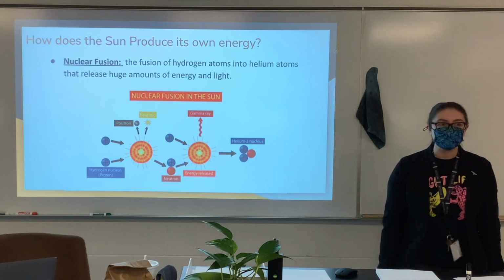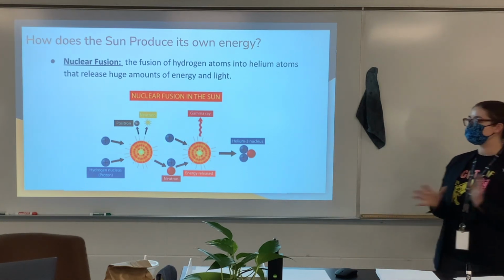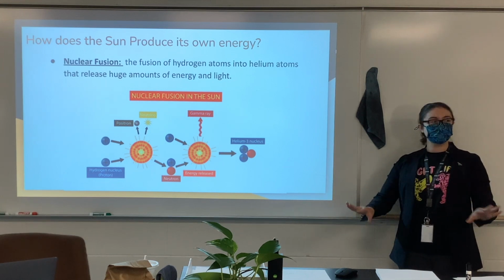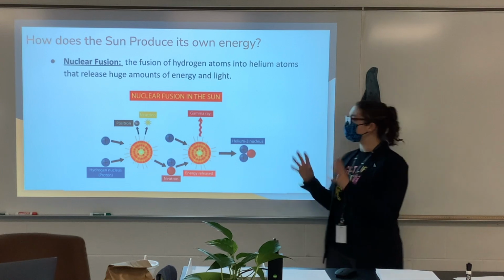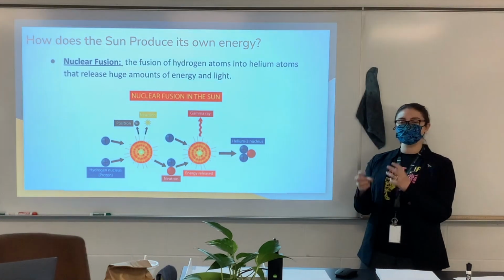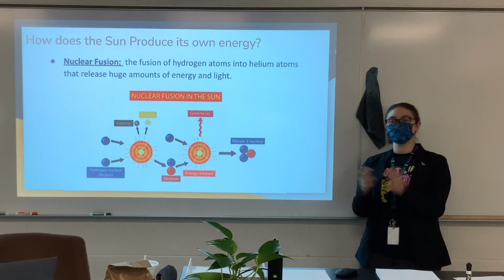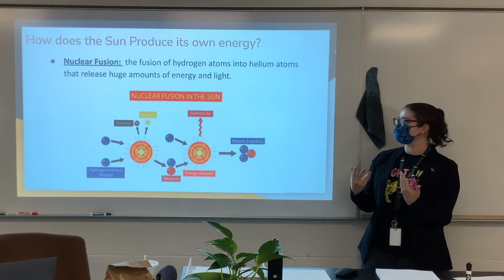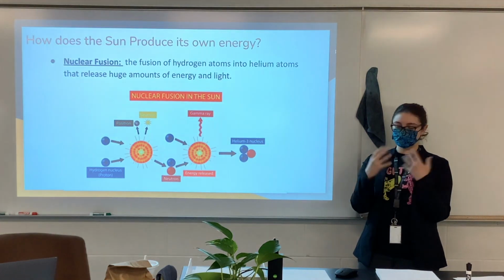So let's talk about how the sun produces energy. Nuclear fusion, we'll talk a little bit about it. This is just going to be a real basic level explanation of nuclear fusion. And basically what you have is hydrogen atoms. Because they're under such high temperature and pressure, they spontaneously fuse together to create helium. And that fusing together releases energy.